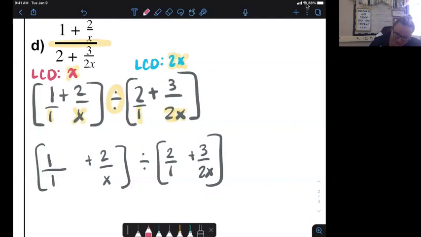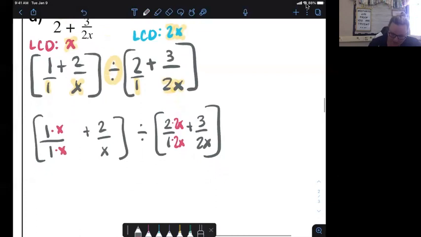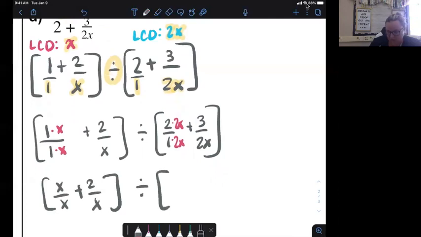The first fraction is missing the x, so I'm going to multiply it by x over x. The second fraction isn't missing anything, so we're good. Then in 2 over 1 plus 3 over 2x, the first fraction is missing 2x, so I'm going to multiply by 2x over 2x. And the second fraction is fine. So then 1 times x is x, 1 times x is x. 2 times 2x is 4x. And then 3 over 2x.